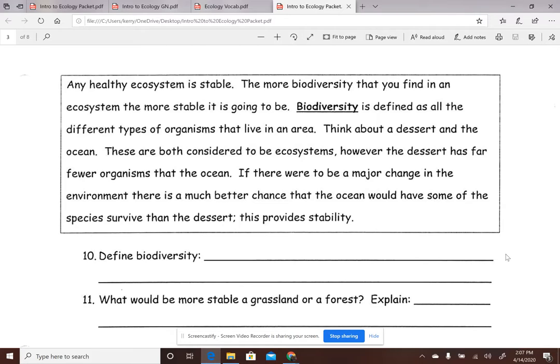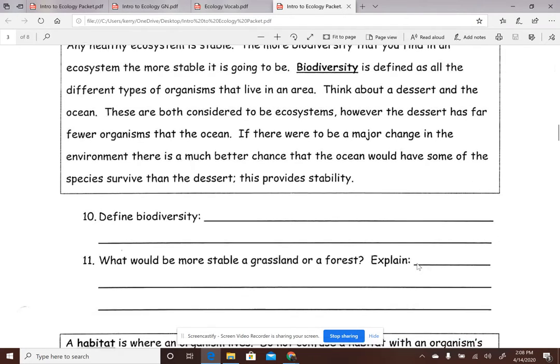So think about a desert and an ocean. They're both considered to be ecosystems. However, the desert has far fewer organisms than the ocean. If there were a major change in the environment, there's a better chance that the ocean would have some of its species survive than the desert. This provides stability. So again, you're using the paragraph to define what is biodiversity. And then I'm asking you, in your opinion, what would be more stable, a grassland or a forest?